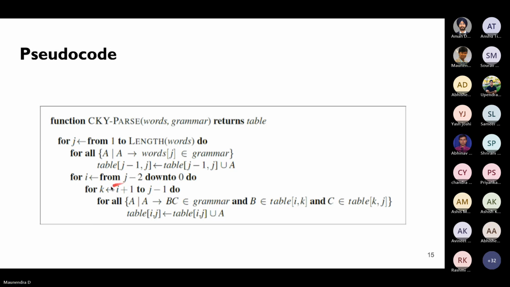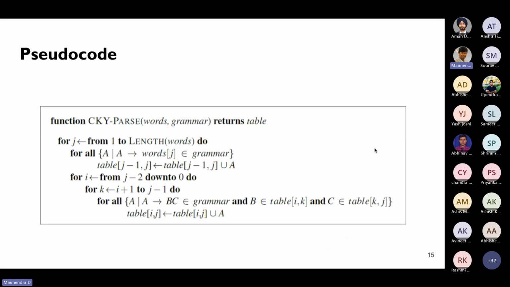And then for i from j-1 down to 0, k is i+1 to j-1. So what is happening here is we are looking at the cells i,j and we are splitting them at k. And k is between i and j, right? So for 0 to 4, we saw that the splitting points could be 1, 2, or 3. So k will be between i+1 and j-1. So for the i to j span, if we break it at k, then we have two parts, i,k and k,j.